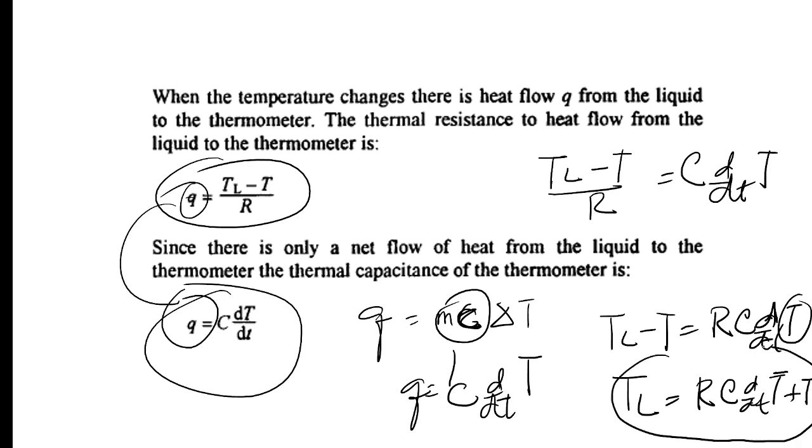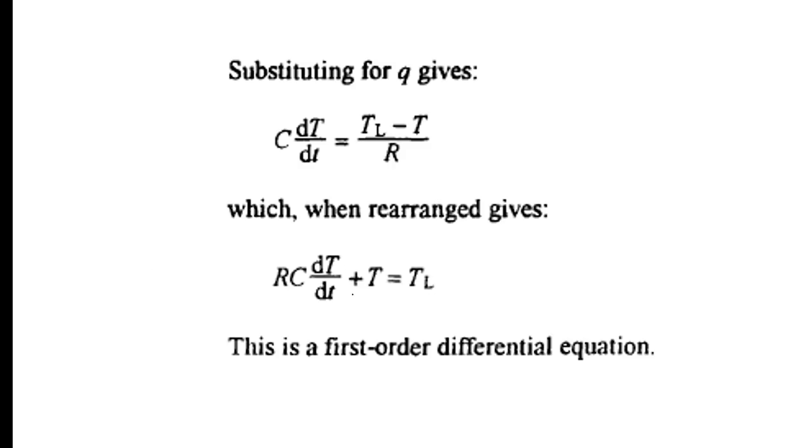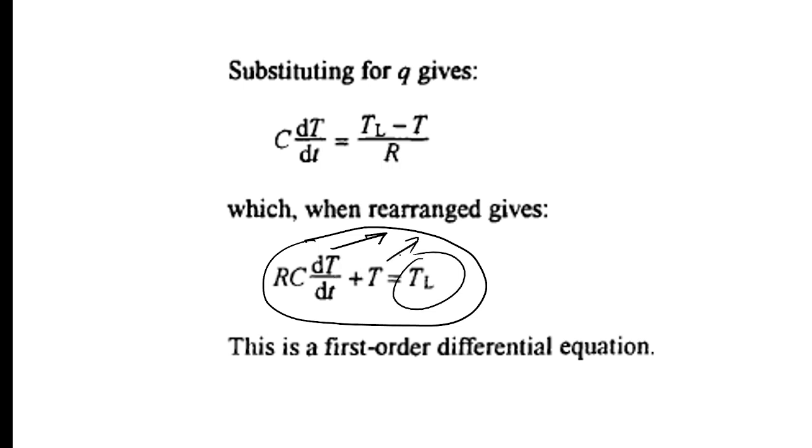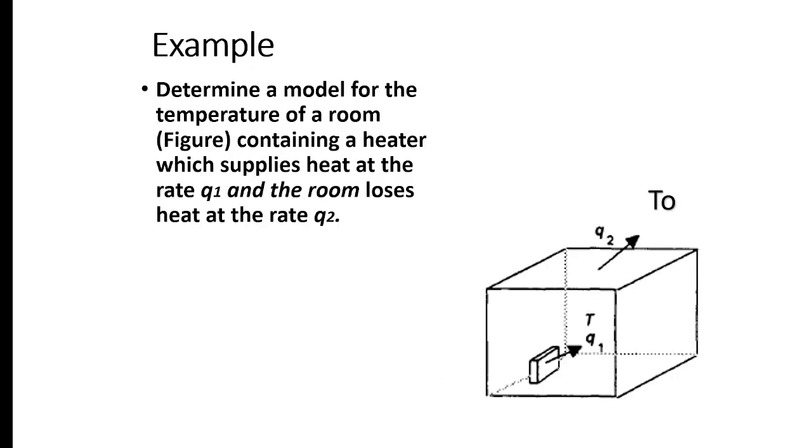So TL is this, no? RC d over dt of T plus T, right? RC d over dt of the temperature at the thermometer, plus the temperature of the thermometer, equals the temperature of the liquid in that vessel. So that's going to be a first order differential equation.